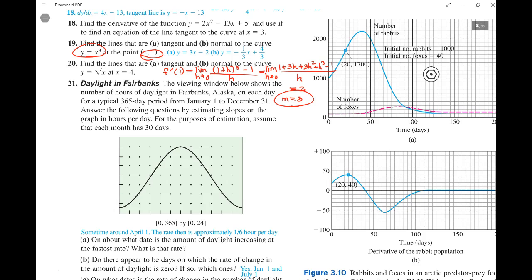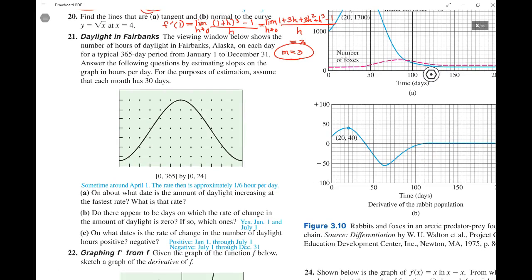Okay, so the first one says: on about what date is the amount of daylight increasing at the fastest rate? What are we looking for? The slope, the highest slope. The steepest slope. Do you understand why we're looking for the steepest slope? Whenever we see at what rate it's increasing, we're looking for the slope. And when is it the fastest? That's the steepest. So probably here in the middle.